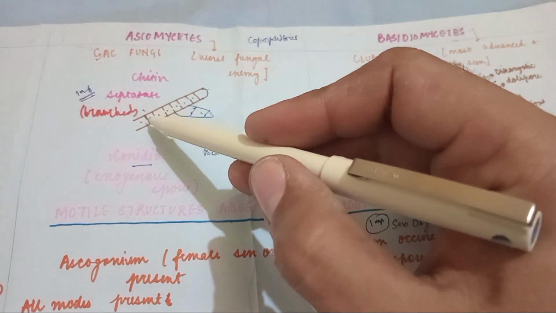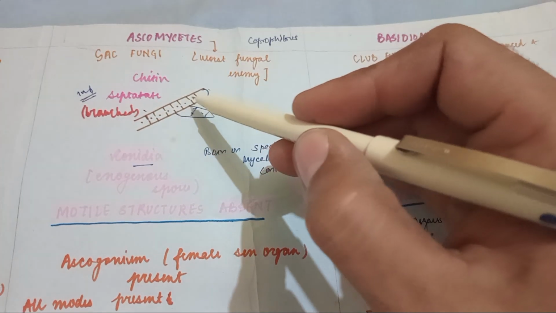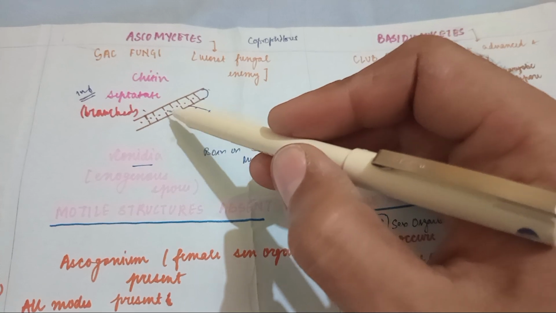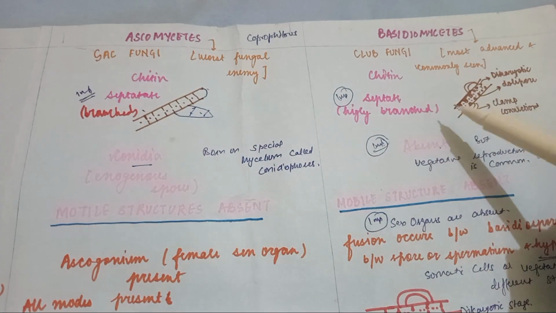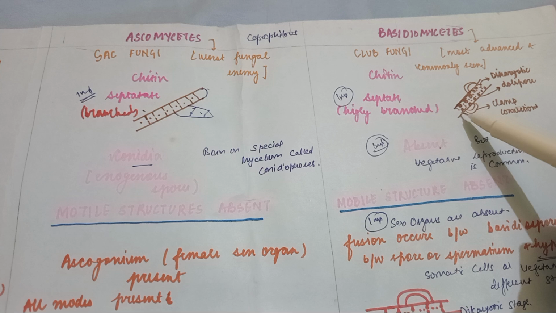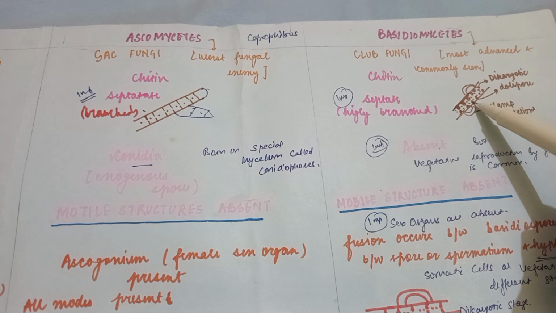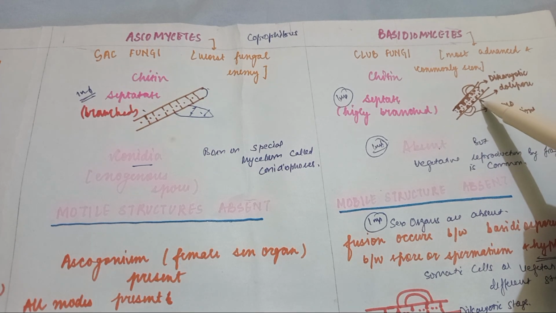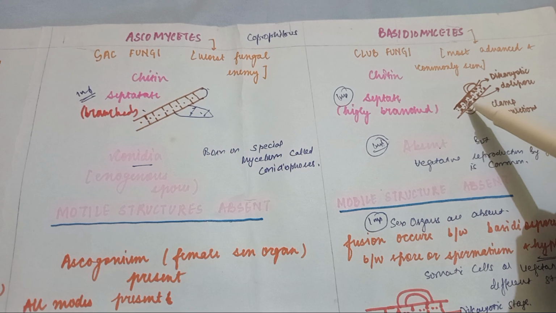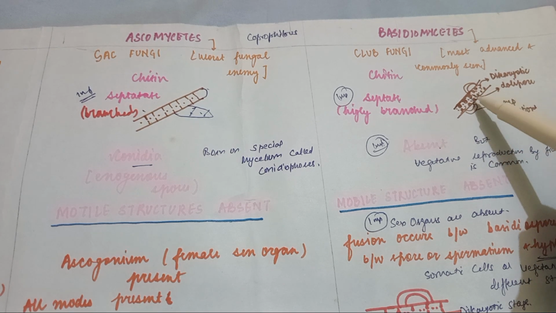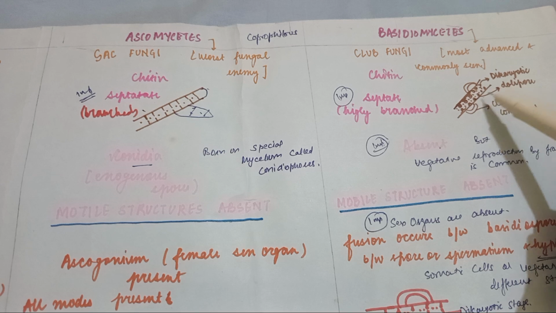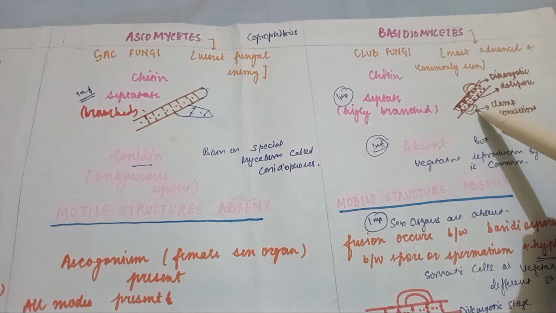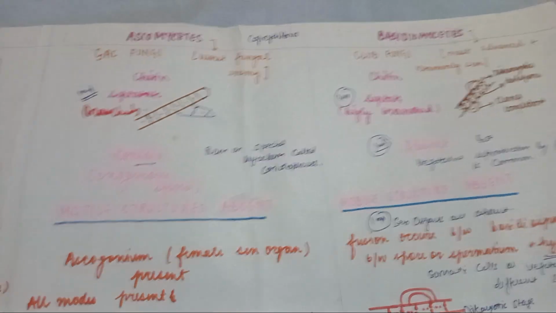In Ascomycetes the septa have pores, but the nucleus cannot go through these pores. In Basidiomycetes it is again branched and septate, but the pores are different. Here the pores are called dolipore septa and there are clamp connections which connect one compartment to the other, and the nucleus can move from one to another.